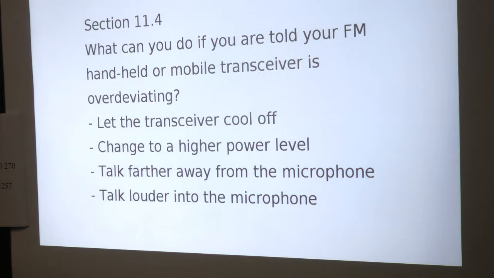What can you do if you're told your FM handheld or mobile transceiver is over-deviating?